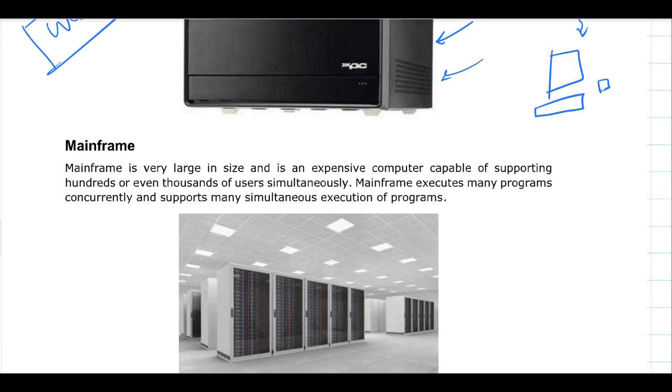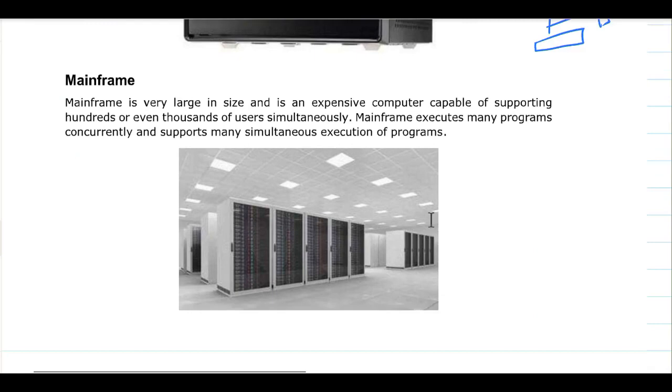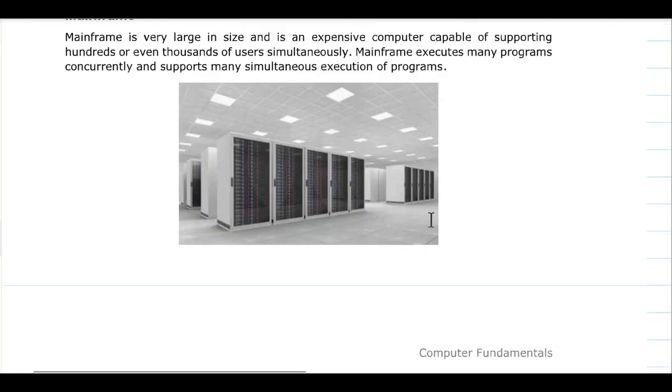A mainframe computer is very large in size and is an expensive computer capable of supporting hundreds or even thousands of users simultaneously. A mainframe executes many programs concurrently and supports many simultaneous executions of programs. So talk about the likes of Safaricom, talk about the likes of data centers. I think the word that comes to mind is data centers. You can always Google these points that I'm mentioning now because they come in handy later on.